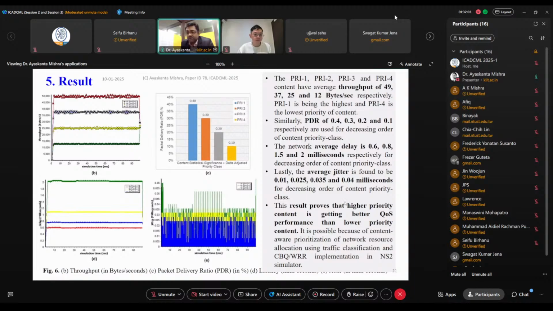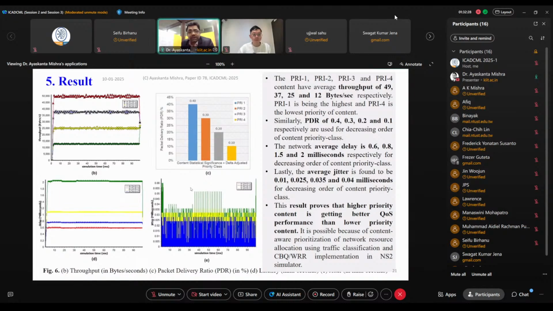Then coming to the jitter or average jitter, variable delay, we are getting 0.1, 0.01, 0.25 and 0.4 milliseconds respectively from the decreasing order of priority. So the result very well proves that the higher the priority of the content, the better is the QoS performance, because we have scheduled it like that.